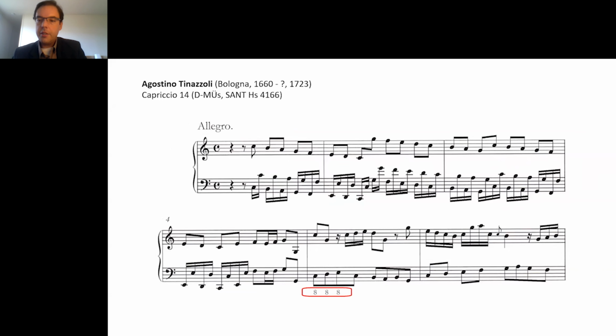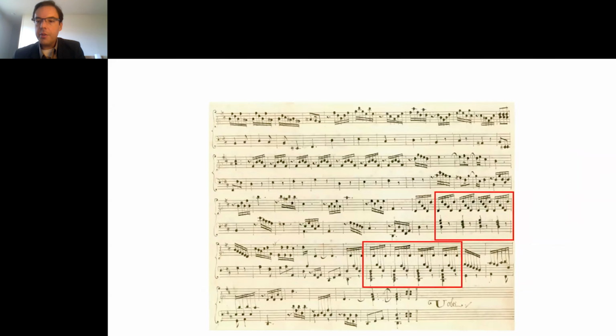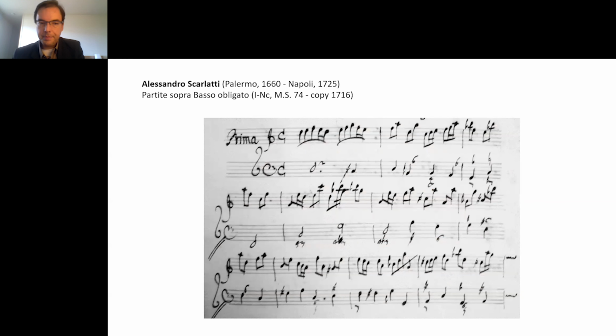Here's another example by Ginazzoli, in which the octaves in the left hand are indicated with figures. This one falls in the second category. Here, Marcello used numbers to indicate specific notes he would like the performer to play. And we can use the second part of this movement as a confirmation of that. Ginazzoli was probably working in Bologna when he wrote his sonatas, and Marcello lived in Venice, except for the last year of his life. Let's now move south to Naples.